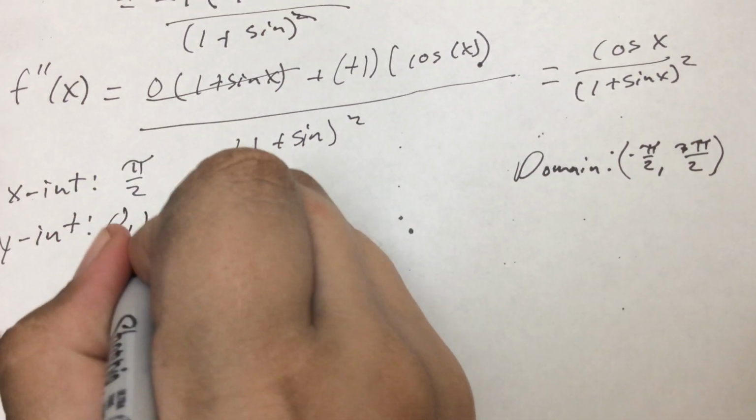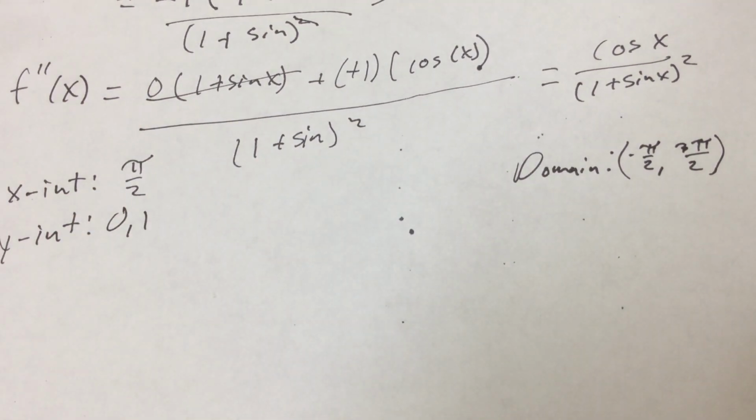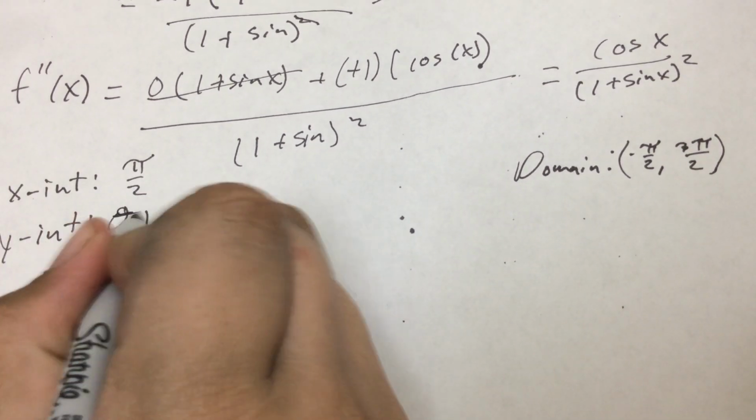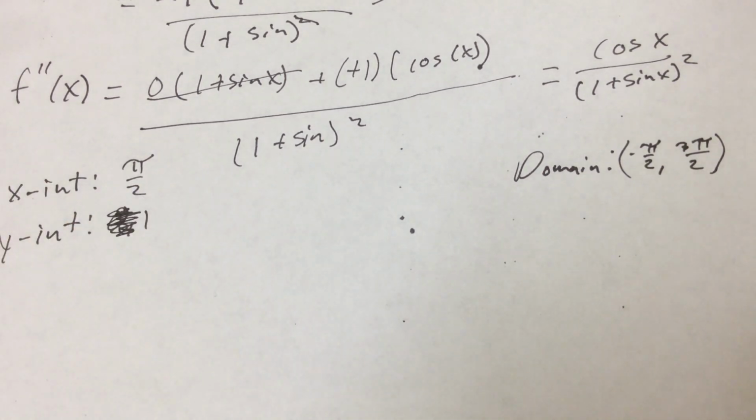The y-intercept, if we put 0 in for x, we would get 0 on top. I gotta think a moment. So, no, it's just gonna be 1, sorry. Because cosine of 0 is 1, sine of 0 is 0, but we have 1 plus 0, so 1 over 1, which is 1.